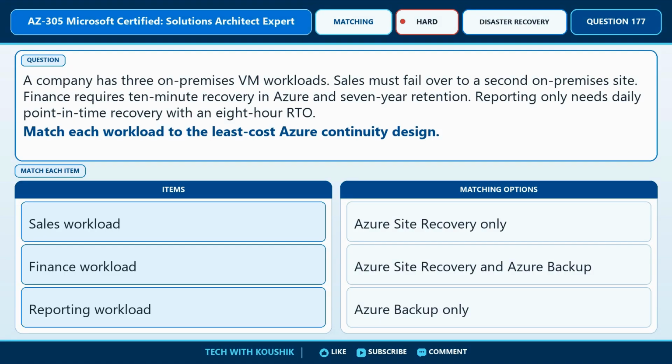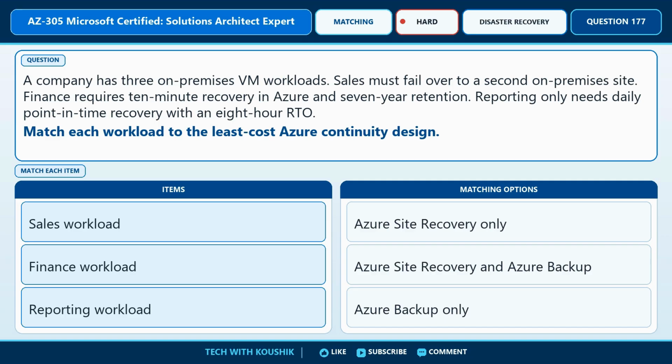Now consider question number 177. Scenario. A company has 3 on-premises VM workloads. Sales must fail over to a second on-premises site. Finance requires 10-minute recovery in Azure and 7-year retention. Reporting only needs daily point-in-time recovery with an 8-hour RTO. Match each workload to the least cost Azure continuity design.